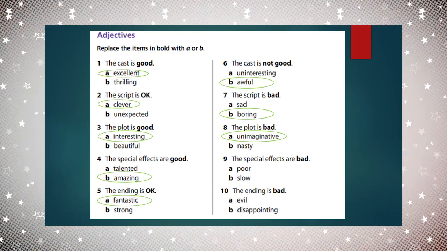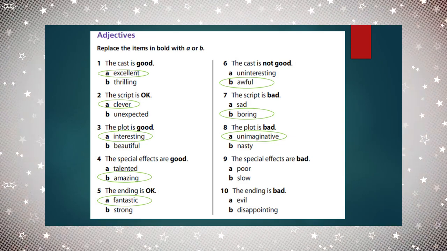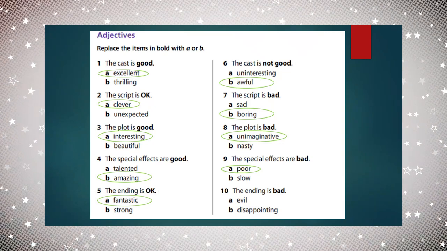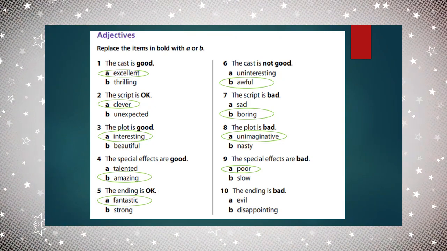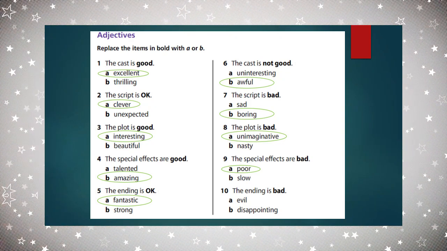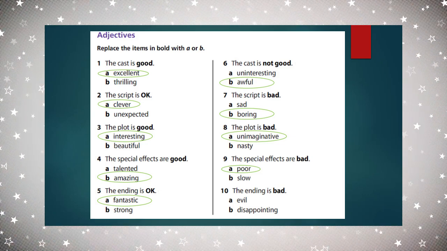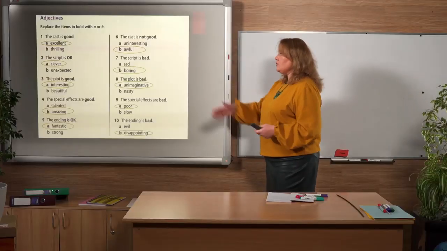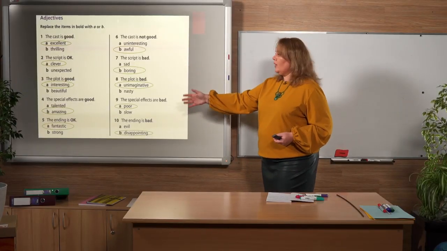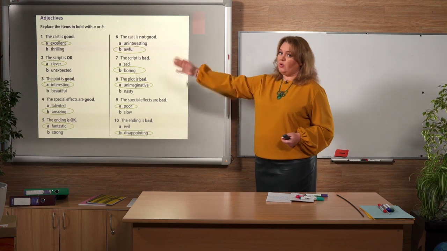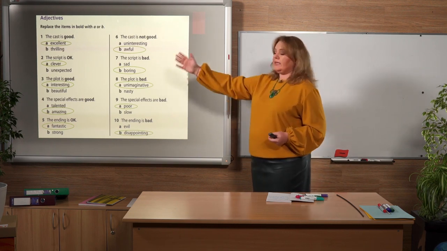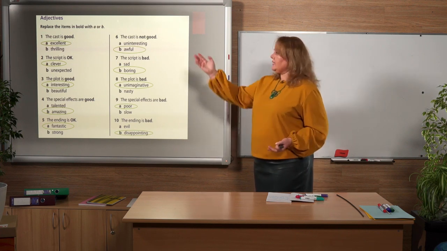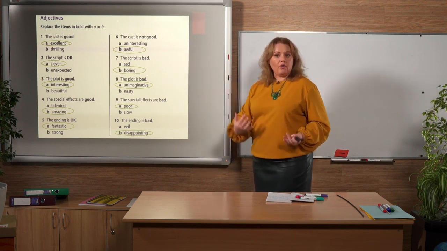So we have good, and here we have bad. So we can say the special effects are poor. We are not interested. And the last one, the ending is bad, or the ending is disappointing. So as you see, if you look at this picture, we have 2 columns, positive and negative. The cast is good, the cast is not good. It's better to say the cast is excellent or the cast is awful.